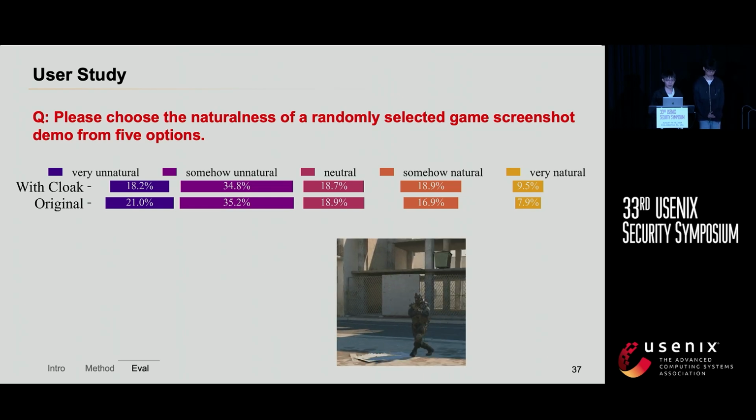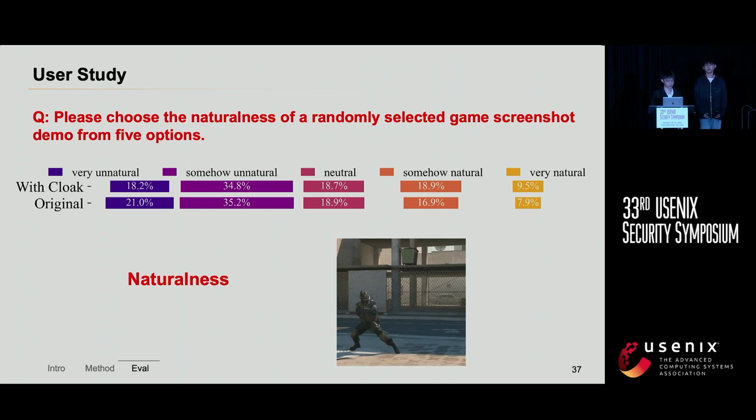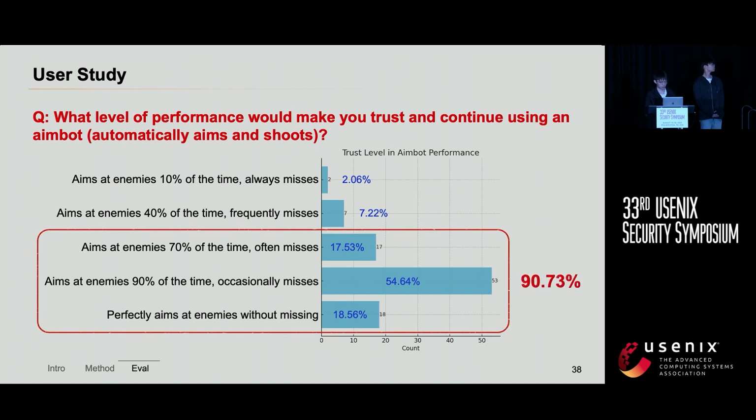Additionally, we verified that the naturalness of the screenshots with the clock added is almost the same as the original game screenshots. Finally, we asked participants at what level of aimbot accuracy they would consider using it. The results show that 90% of them would not accept an aimbot accuracy below 70% because it would significantly affect their user experience. So this indicates that if we can significantly reduce the performance of aimbots, the goal of our defense will be achieved.